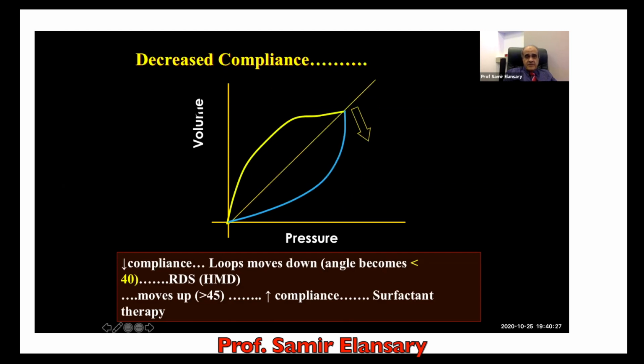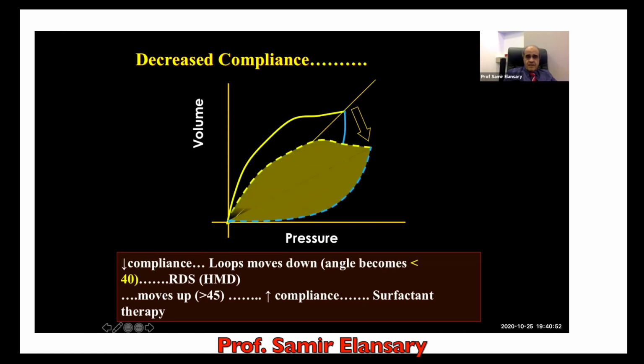We see here also in decreased compliance, the curve will shift, the loop will move downward, and this angle will be decreased. In contrast, in a patient with good bronchodilation or with surfactant or emphysema, the angle will be more than 45. This patient is exhibiting RDS, this is a normal patient.